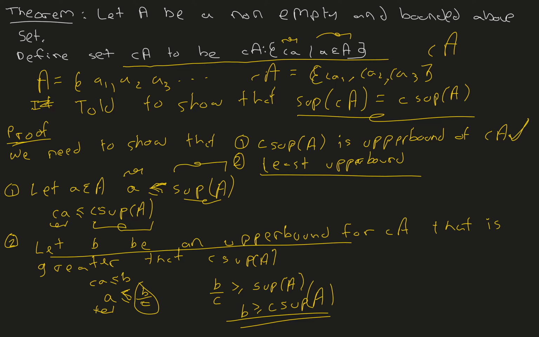So if B is an upper bound for CA, then it has to be greater than or equal to C sup A. We let B be any upper bound for CA, and we have proved that it's guaranteed to be greater than or equal to C sup A. So if B is any upper bound, C sup A will always be less than or equal to it. So we have proved that C sup A is the least upper bound for the set CA, and we're done with the proof.